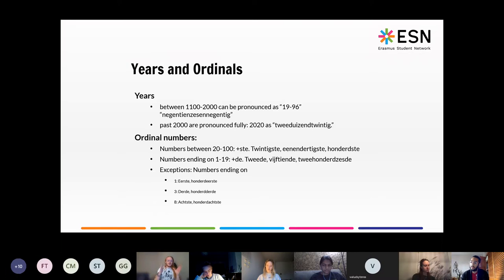And then between 1 and 19, you add de. So it is tweede, vijfde, vijftiende. And this is also, oh yeah, that's why I said it. If the number ends on a number between 1 and 20, then you say de. So 115th in English would be 115de, not 115ste.